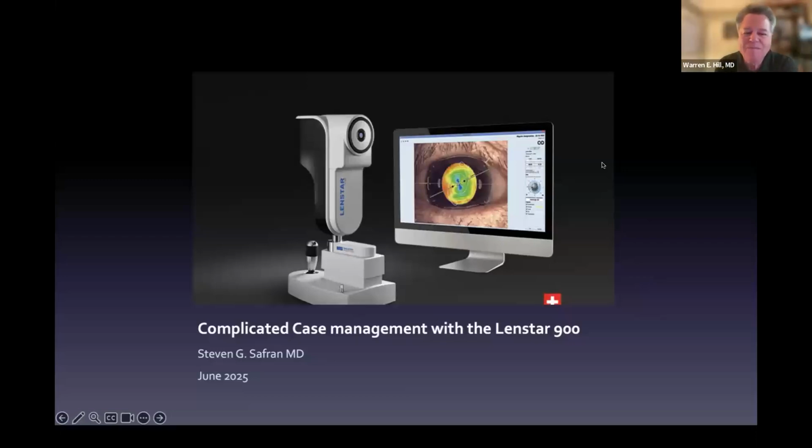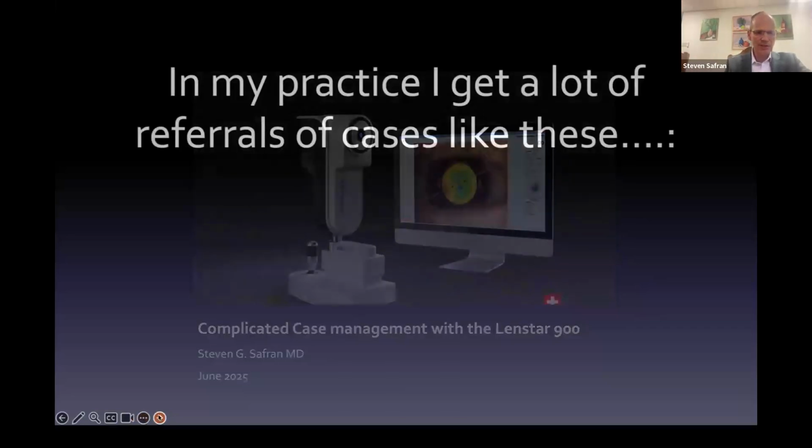Great. All right, so I'm going to talk about how I use the Lenstar to manage complicated cases. Warren has talked about a specific aspect of the machine, but there are many things that this does, and I want to kind of show how I use it in my clinic on a daily basis.